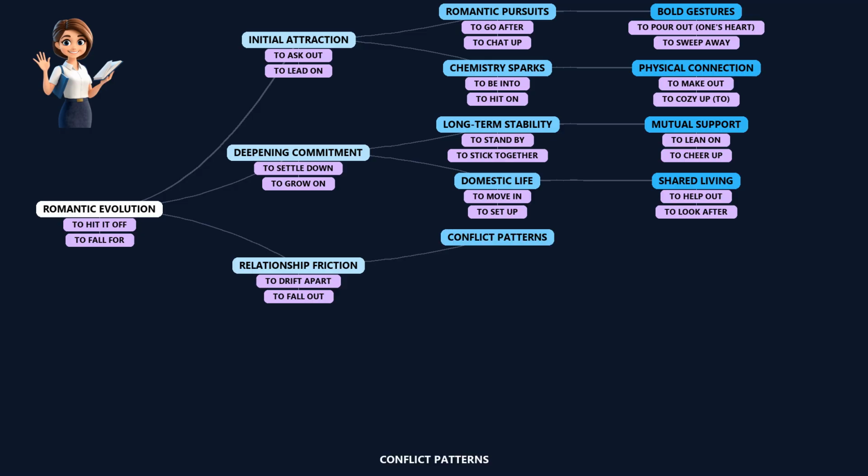Conflict patterns. Conflict patterns is a strategy within relationship friction where people fight back during a row and bring up old mistakes from the past. This involves defending yourself and mentioning things that happened a long time ago.